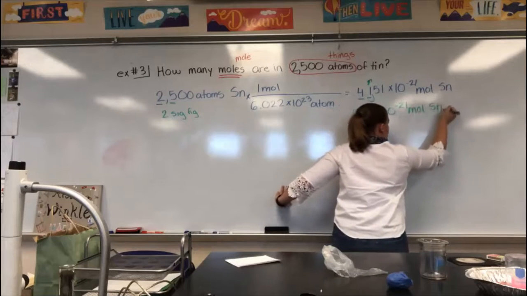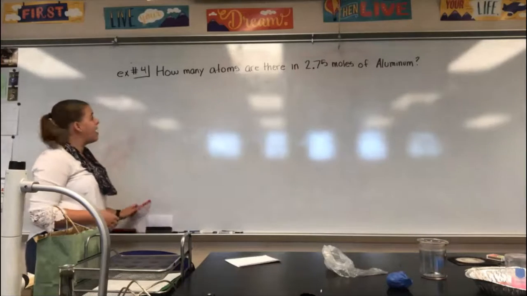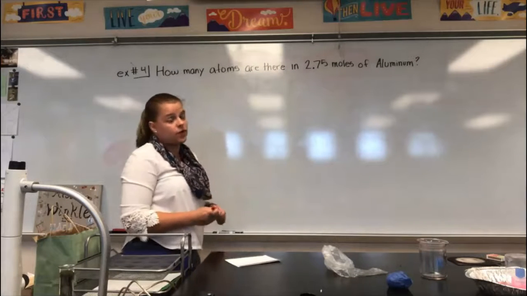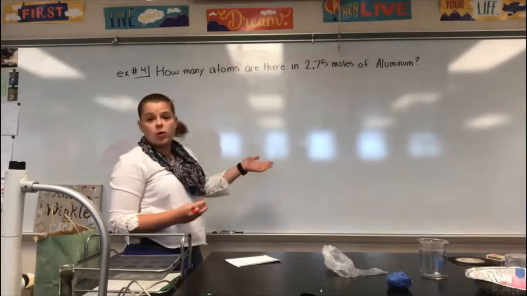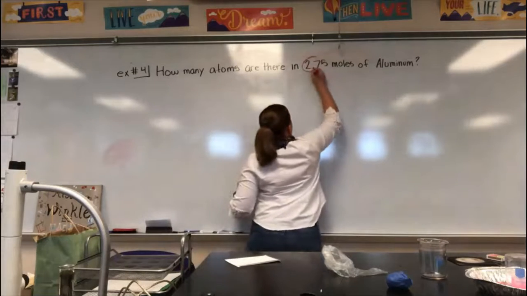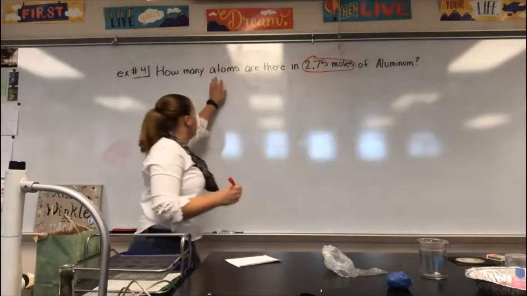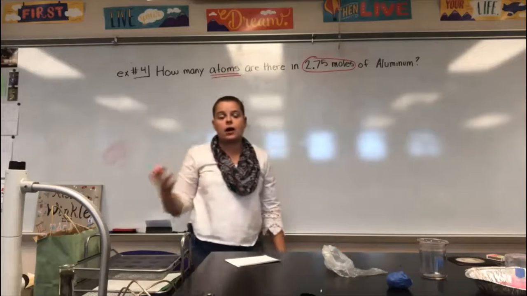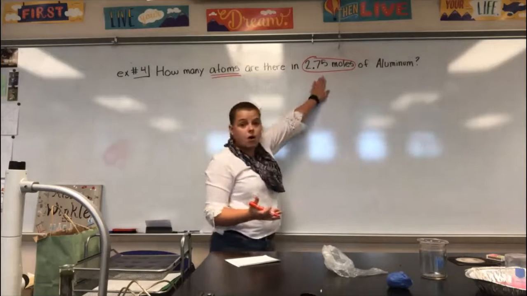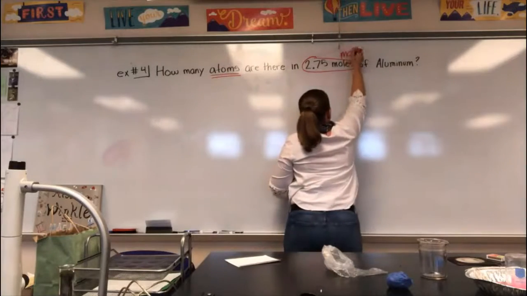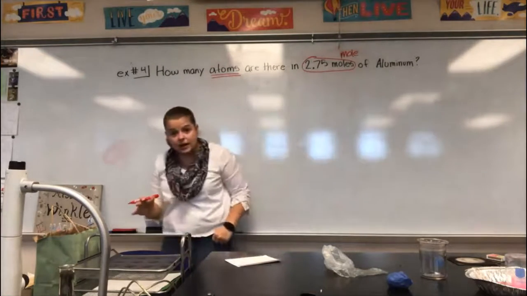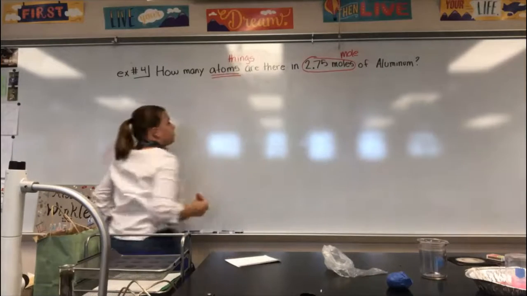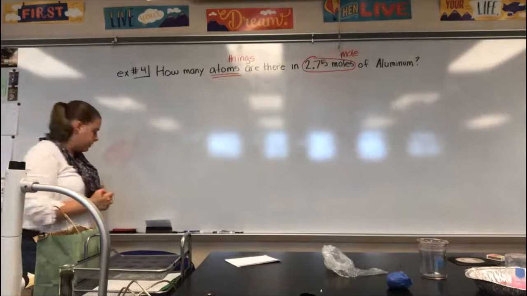All right, now we have how many atoms are there in 2.75 moles of aluminum. We got to figure out what we're given, what we need to find. Well, what we're given is our 2.75 moles, and what we're trying to find is our atoms, number of atoms. So we got to figure out what island am I starting with and what island am I going to end with. If we're given moles, we know we start at Mole Island. And if we're given atoms, we start at Thanes Island.